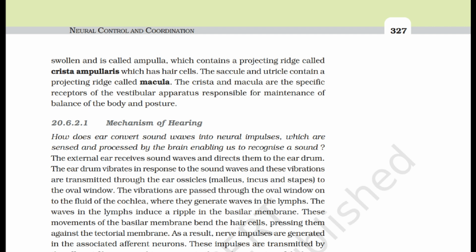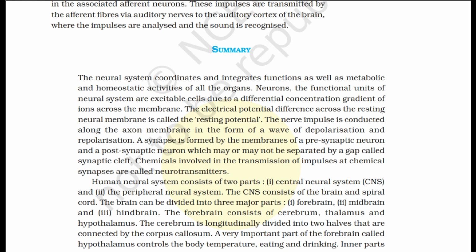These movements of the basilar membrane bend the hair cells, pressing them against the tectorial membrane. As a result, nerve impulses are generated in the associated afferent neurons. These impulses are transmitted by the afferent fibers via auditory nerves to the auditory cortex of the brain, where the impulses are analyzed and the sound is recognized.